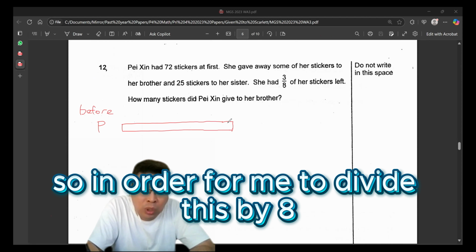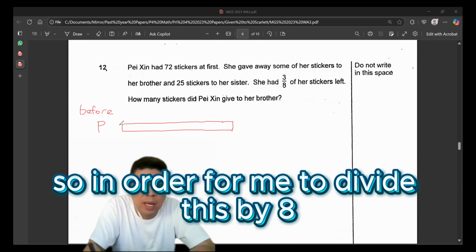So in order for me to divide this by 8, I don't go and draw like that 1, 2, 3, 4, 5, 6, 7, 8. Don't go and do like that. You divide into 2 first. Why divide into 2? Because divide into 2 is very easily you can divide. Visually you can see, right, where to cut so that both are equal, right?